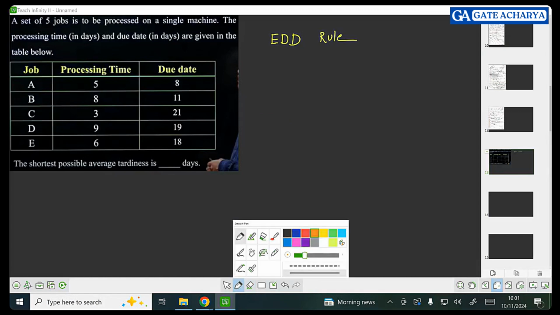Now let us move on. Based on the early due date, you need to first find the sequence. Okay, the first step is to find the sequence. So have you seen this question anywhere? Do you know this?